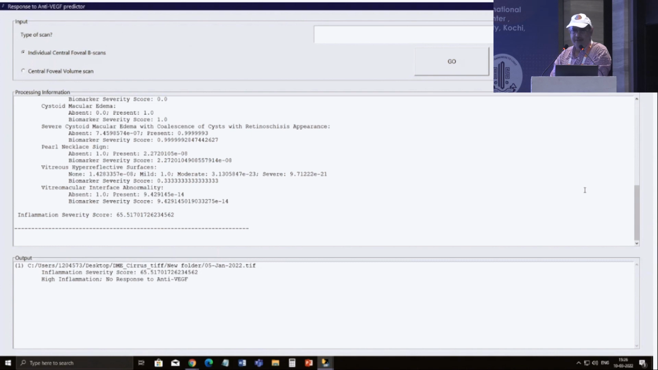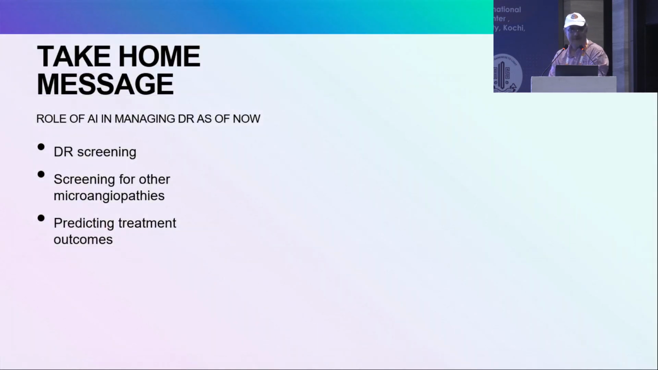Sounds pretty interesting. So what is the take-home message? That diabetic retinopathy AI is a screening tool.